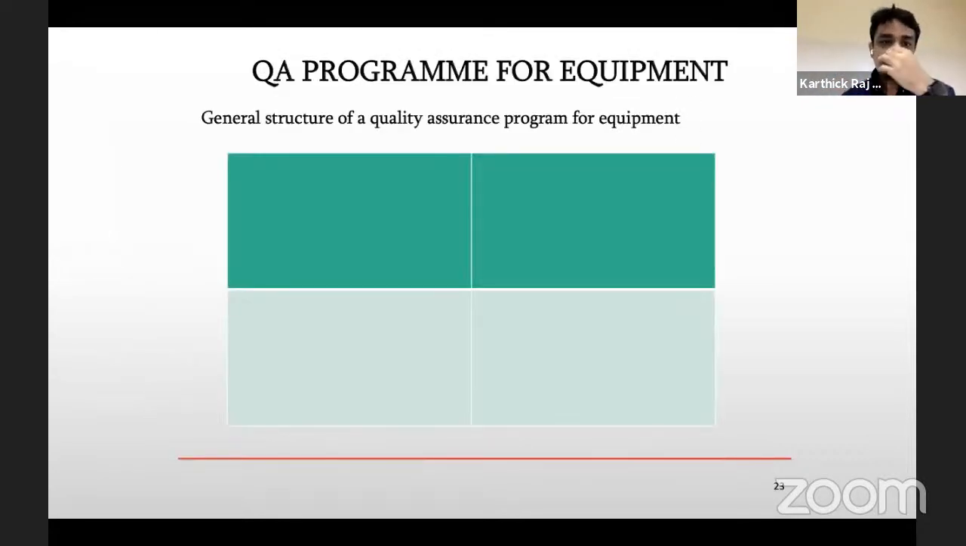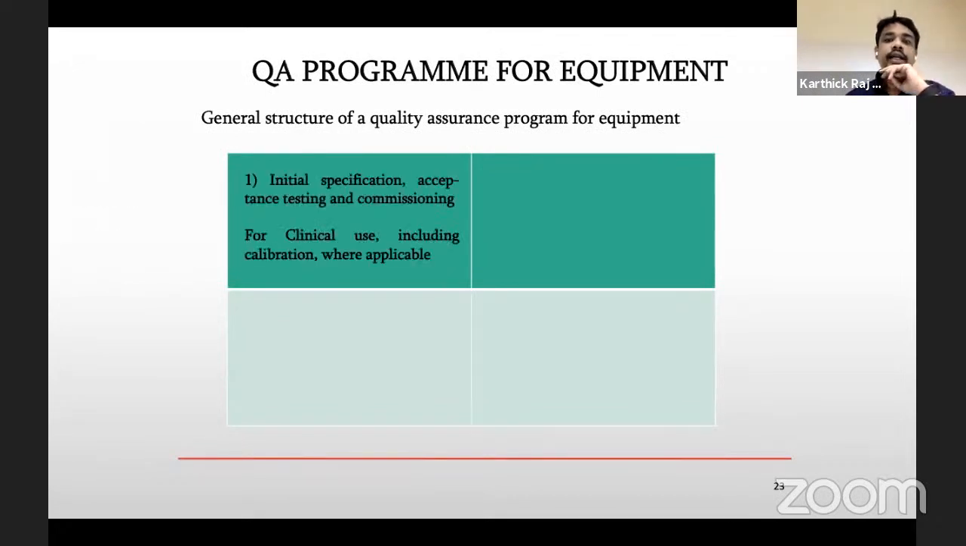A QA program for equipment starts with the initial specifications. When the linear accelerator arrives, we do an initial inspection of the machine, which we term acceptance testing and commissioning. Always give enough time to the medical physicist, and don't try to hurry the process, because if I do the beam modeling in the treatment planning system wrong, it is going to be a systematic error for the entire course of the treatment.